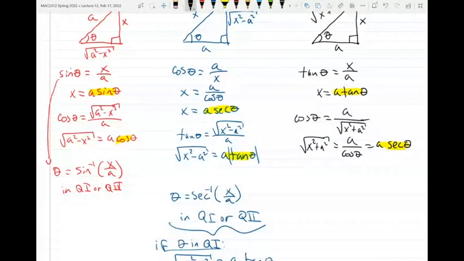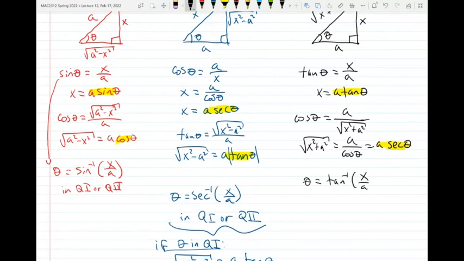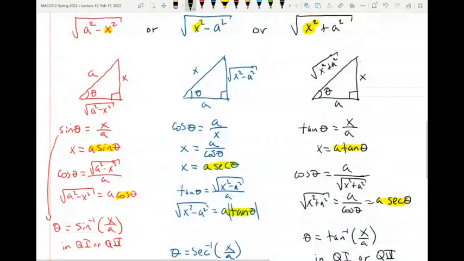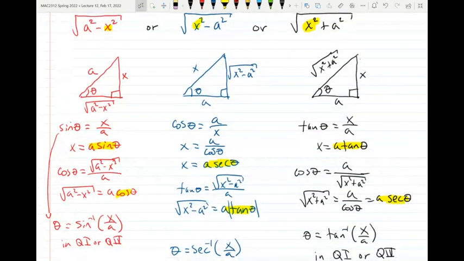Let me just write it so you see. So in this one, our theta is the inverse tangent of x over a, and the range of inverse tangent is quadrant 1, quadrant 4. And in quadrant 1, quadrant 4, secant is positive. So this square root will always be positive, and we're safe. So the only case that you have to be a little bit careful is the blue case. The blue case is the one that's slightly dangerous.